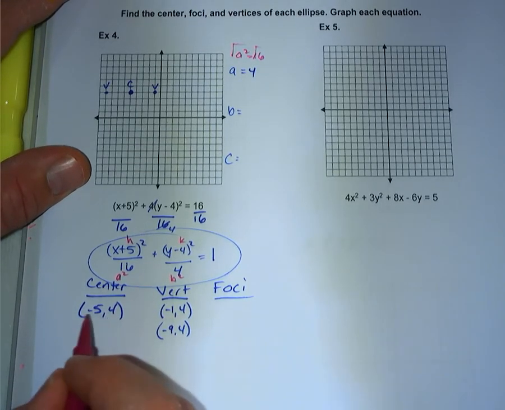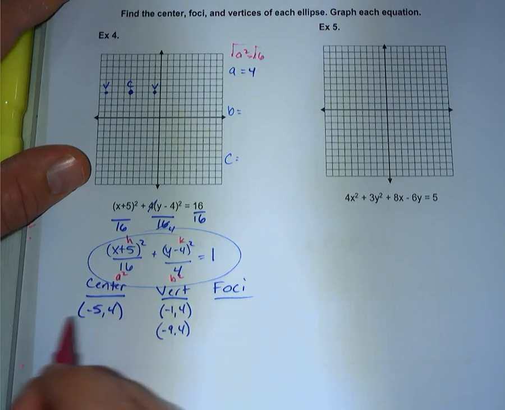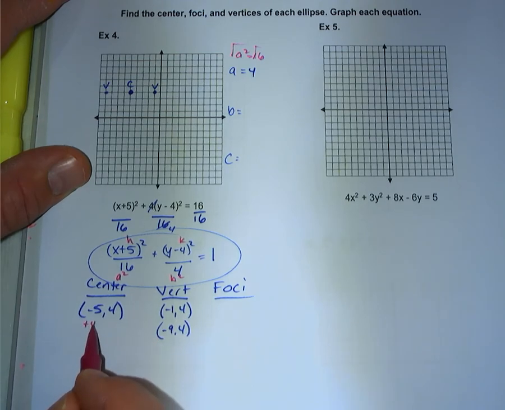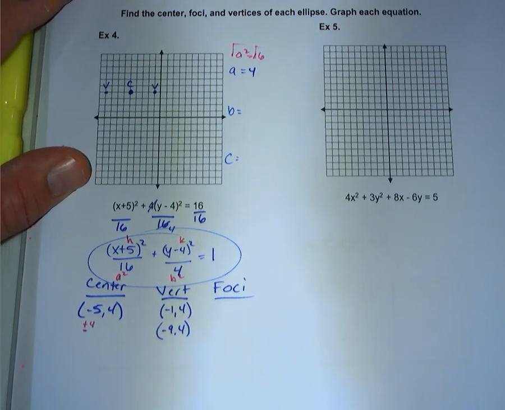We're at our center, right? And we move left or right. What value changed? The x or the y? X values, right? So all we're doing is essentially adding 4 and subtracting 4 to that x value. So if I'm at -5, 4, and I take -5 and I add 4, that's -1, 4. And if I'm at -5 and I subtract 4, that's -9, 4. Okay, so that's another way to do it.